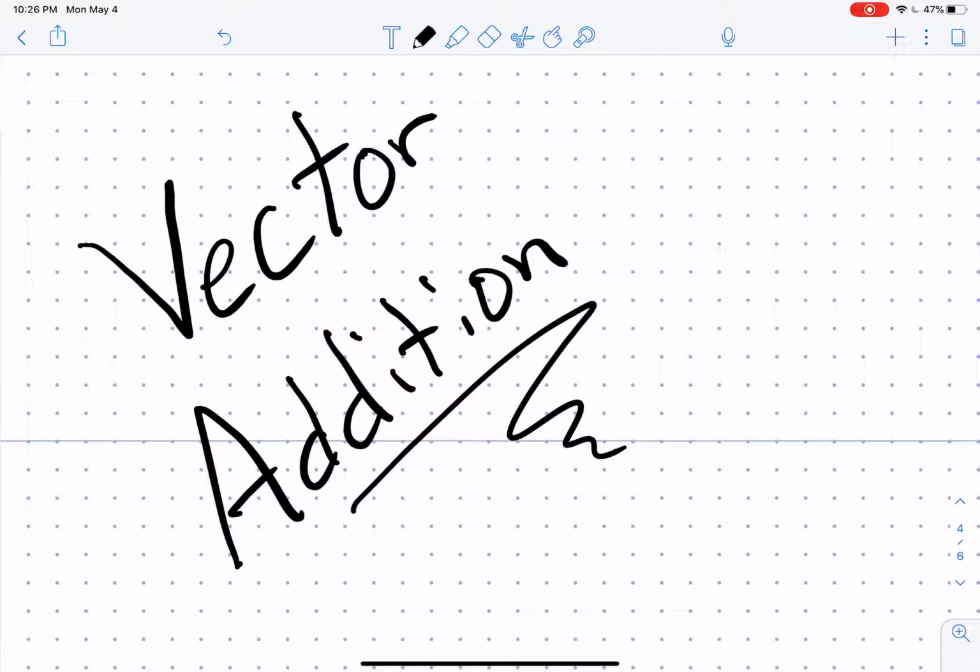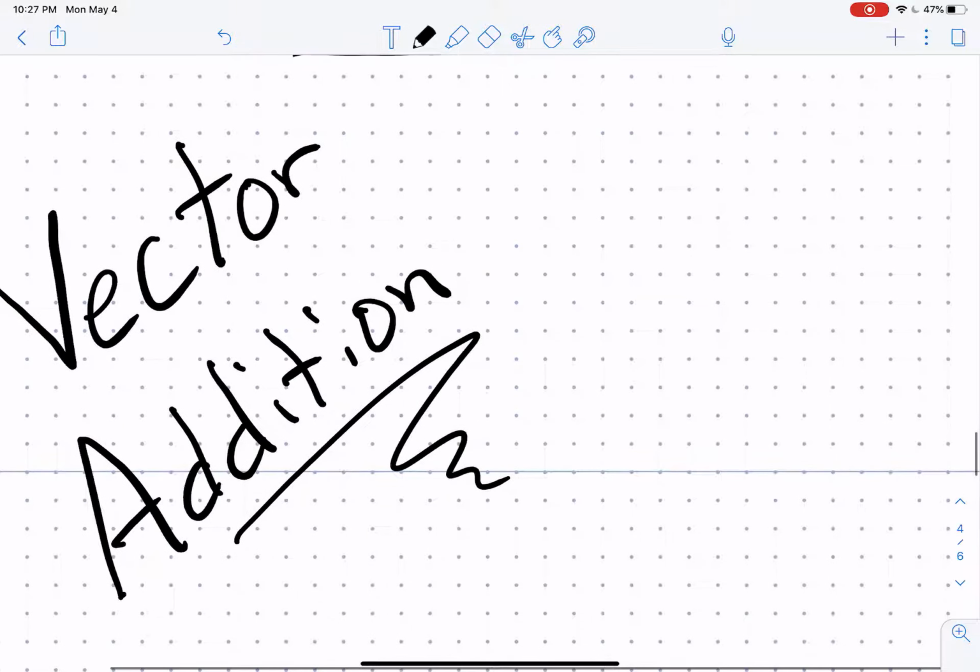Okay, folks, we've talked about scalar multiplication, which is a number times a vector. Now we're going to talk about vector addition, and vector addition is actually a vector plus a vector. The definition is pretty straightforward, so let's take a look.